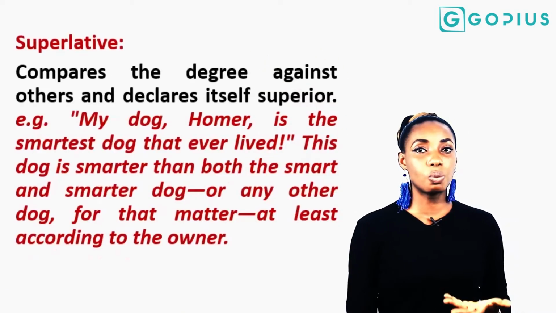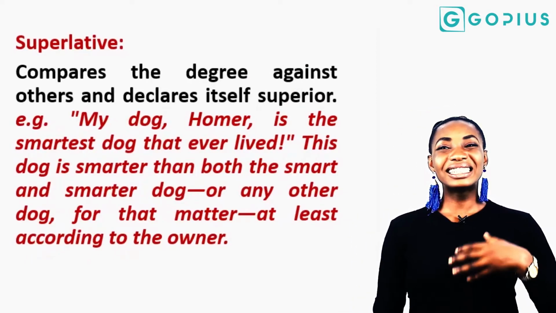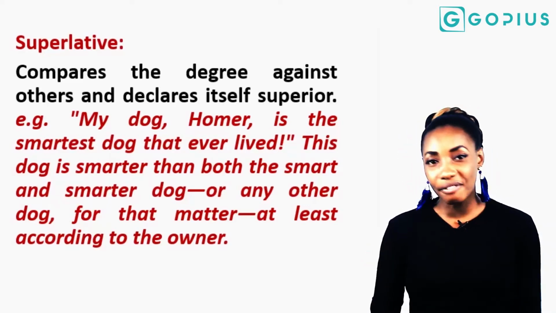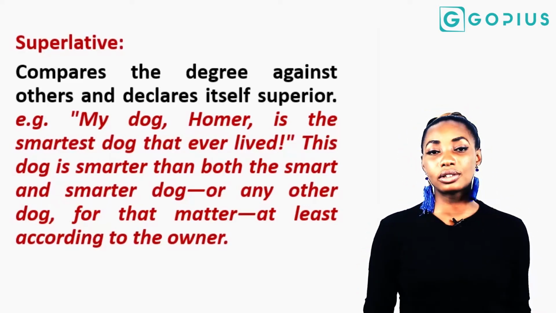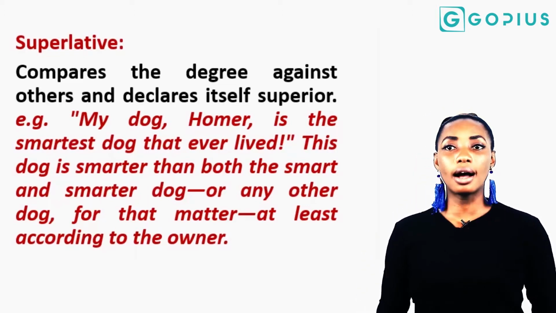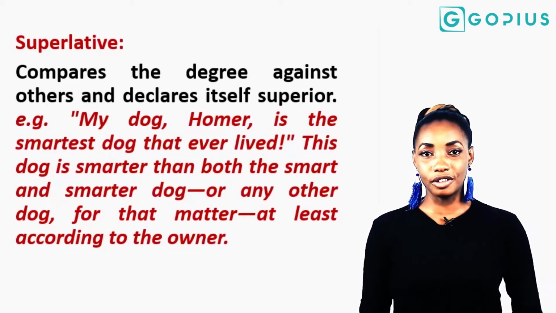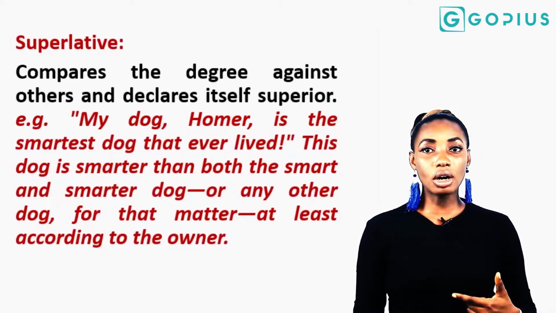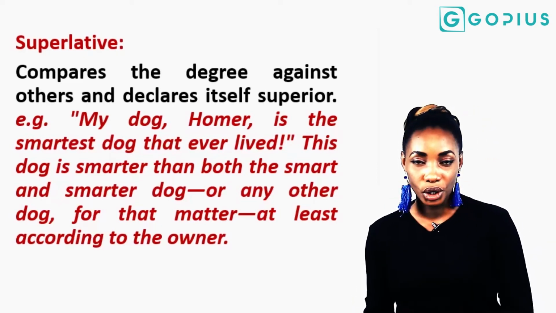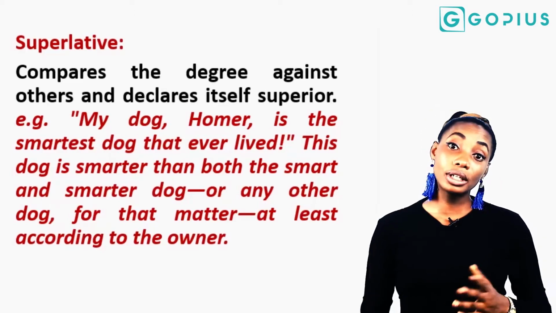Now we're going to look at superlative. Superlative compares the degree against others and declares itself as superior. Superior to everything else, the best in the list of everything else. The example we have: my dog, Homer, is the smartest dog that ever lived. This dog is smarter than both the smart and the smarter dog, or any other dog for that matter, at least according to the owner.